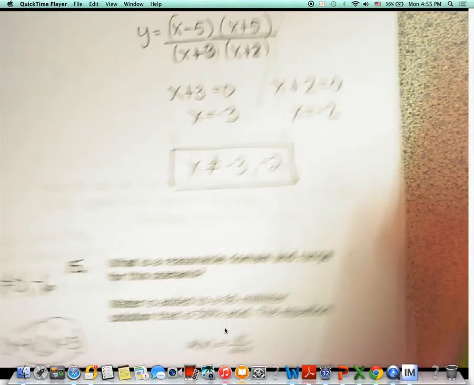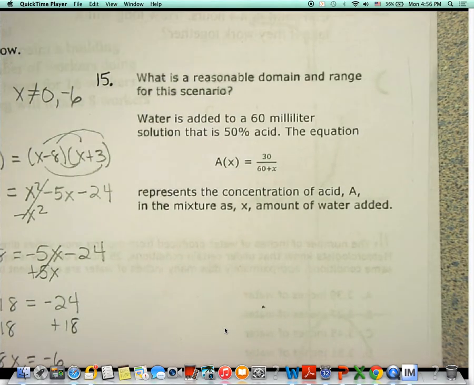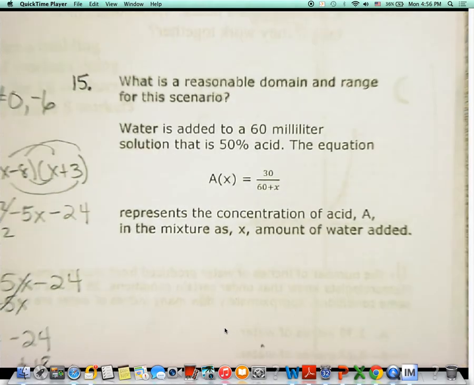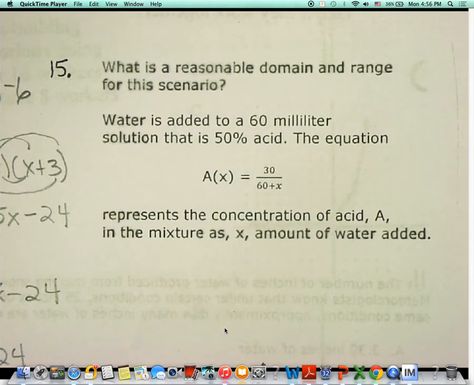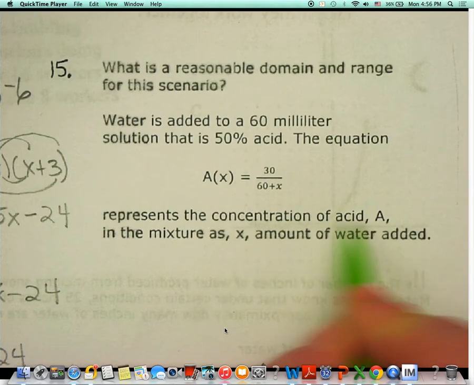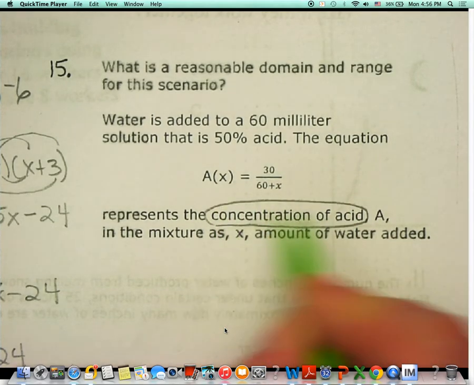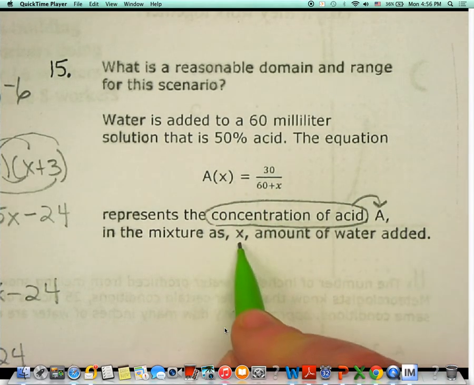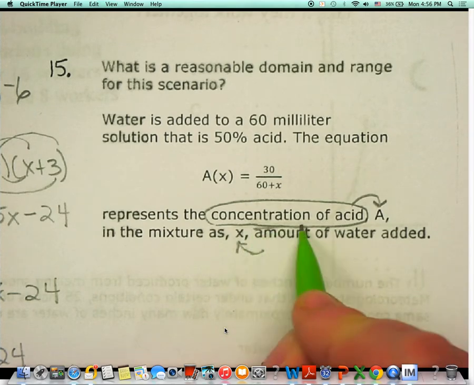Okay, number 15. What is a reasonable domain and range for this scenario? It says water is added to a 60 milliliter solution that is 50% acid. The equation A of x equals 30 over 60 plus x represents the concentration of acid A in the mixture as x amount of water added. So A is the concentration of the acid, and x is the amount of water added.